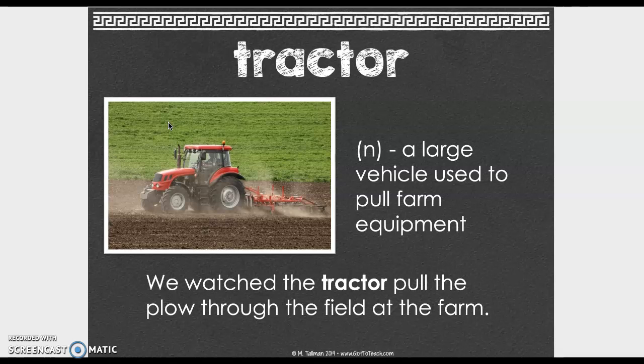Your next word is tractor. Tractor is a noun. Tractor is a large vehicle used to pull farm equipment. In our house, we don't believe in red tractors. We only believe in green John Deere. We watched the tractor pull the plow through the field at the farm. Tractor.